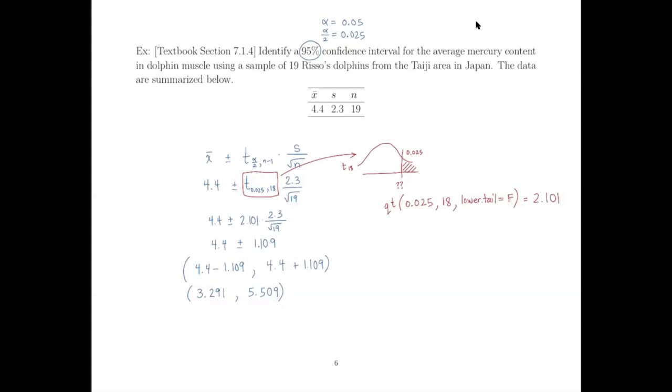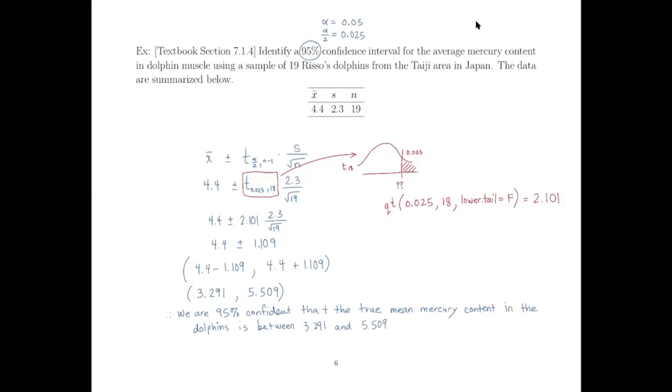And so if we were to conclude here, we are 95% confident that the true mean mercury content in the dolphins is between 3.291 and 5.509. So that would be how I would interpret it.